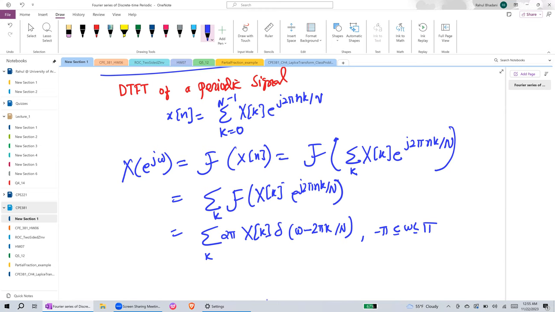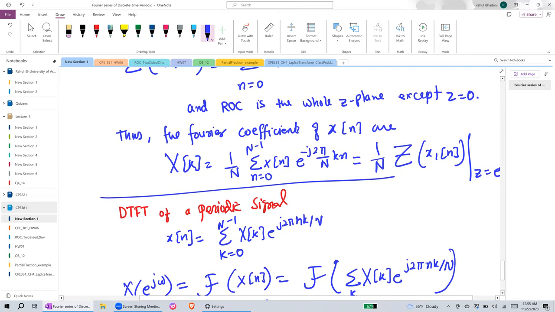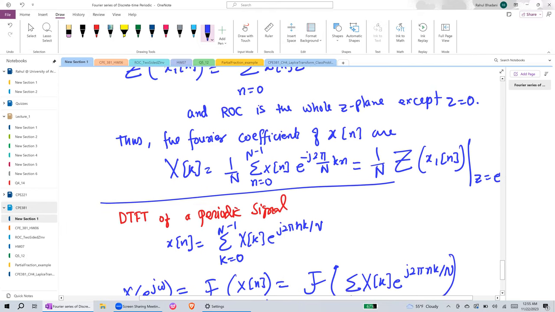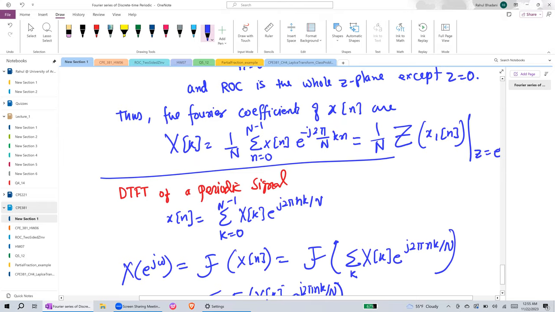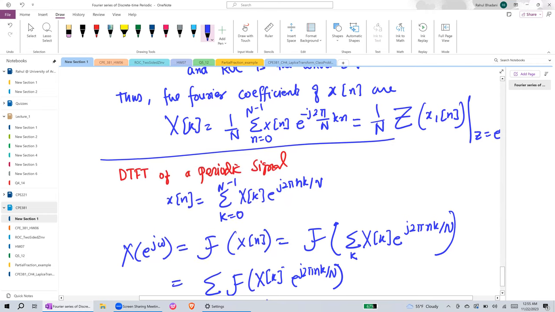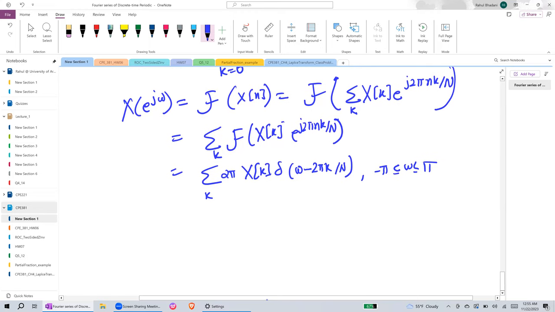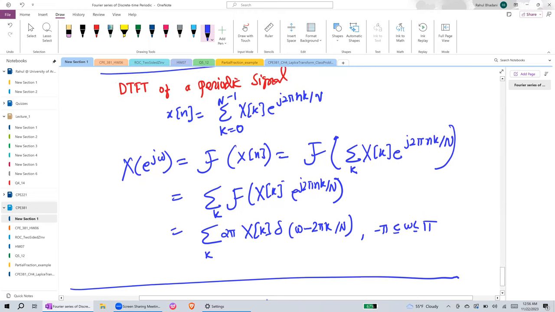So we saw that there are different ways we could do that. Okay, so this is your discrete time Fourier transform, and earlier this was your Fourier series for a periodic discrete signal. So these two are different things. This was your Fourier series for discrete time periodic signals, and this one is the discrete time Fourier transform of a periodic signal. So I hope these two are clear.